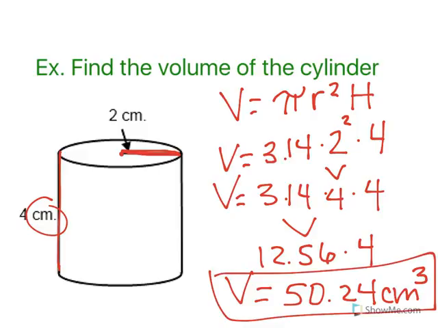So in order to find the volume of a cylinder, we're always going to have to take the pi times the radius to the second power times the height. And that's how to find volume of prisms and cylinders.